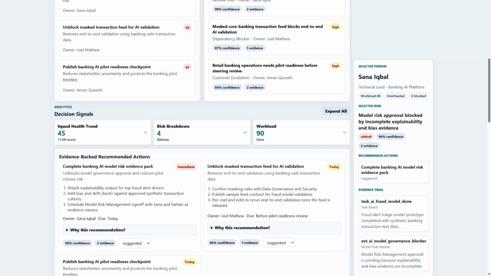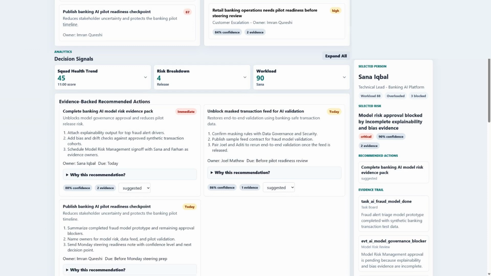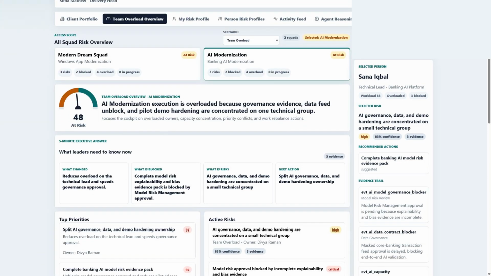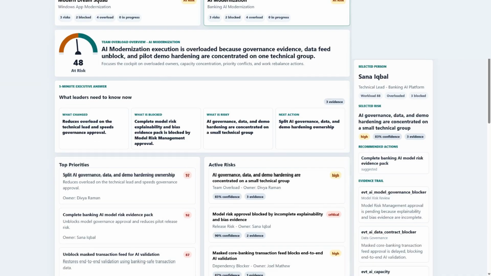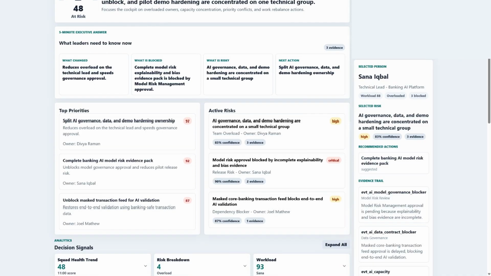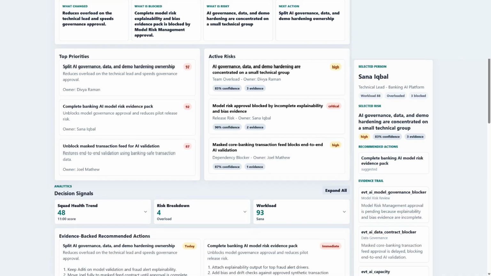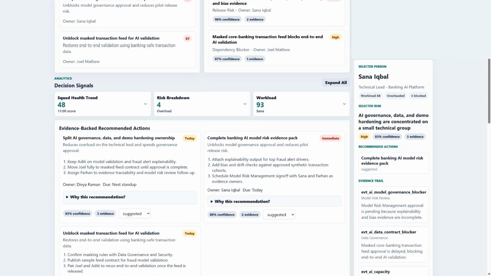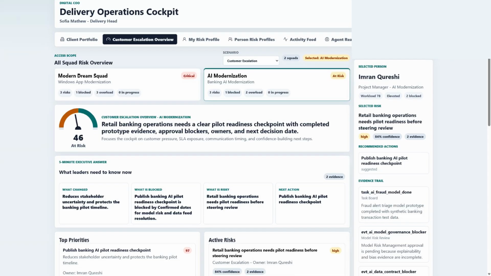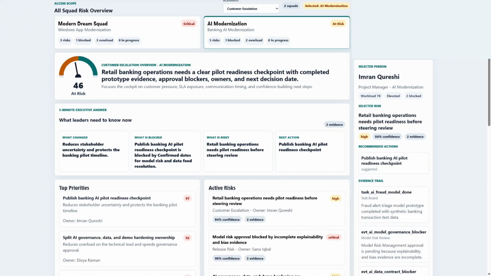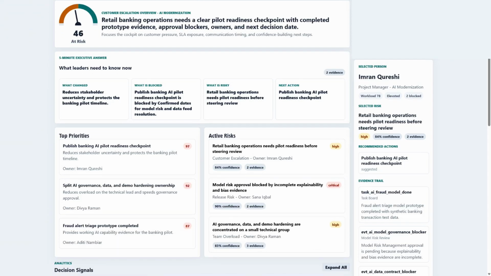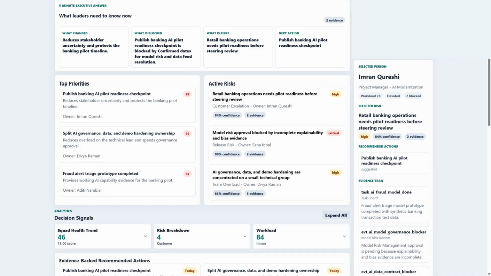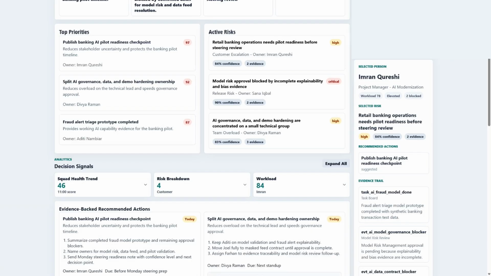The same cockpit supports multiple scenario lenses. In release risk mode, it focuses on readiness, validation blockers, and go or no-go actions. In team overload mode, it finds concentrated work and recommends a rebalance path. In customer escalation mode, it separates pressure from proof and suggests the safest client response. In dependency blocker mode, it names the blocking owner, waiting work, and fastest unblock action.